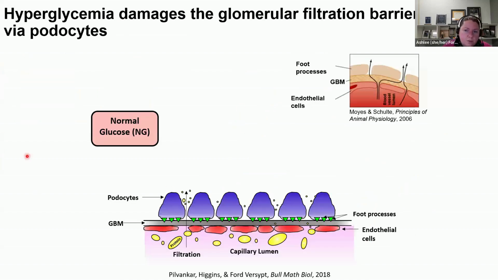So first, we're thinking about how hyperglycemia, this blood glucose level, damages the glomerular filtration barrier. And we started with podocyte cells. These are the cells that wrap on the outside.